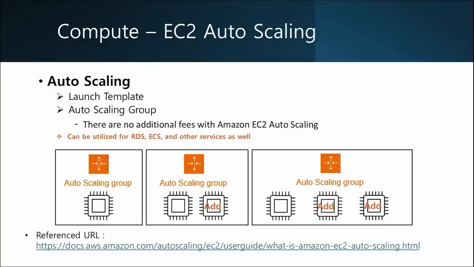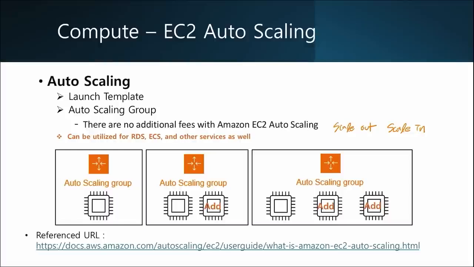Let's take a look at the EC2 autoscaling feature. Autoscaling allows you to automatically add and remove servers as needed. Adding servers is called scale out, and removing servers is called scale in. For example, you can add servers or add CPUs to match CPU utilization. If you set the Amazon AMI information and conditions for adding servers in the launch template, servers will be automatically added according to the conditions.